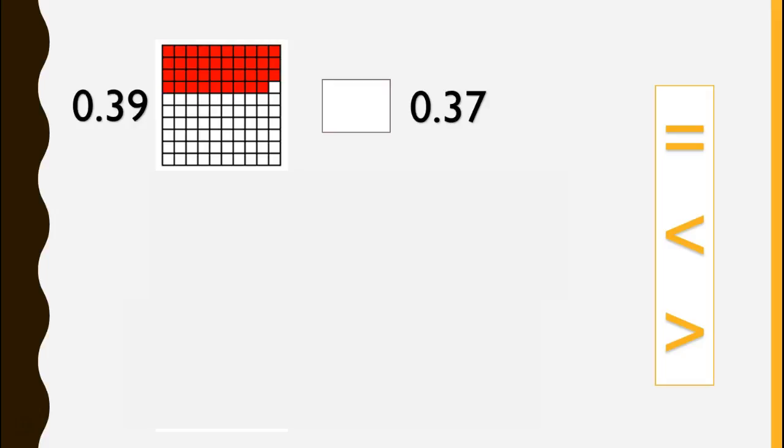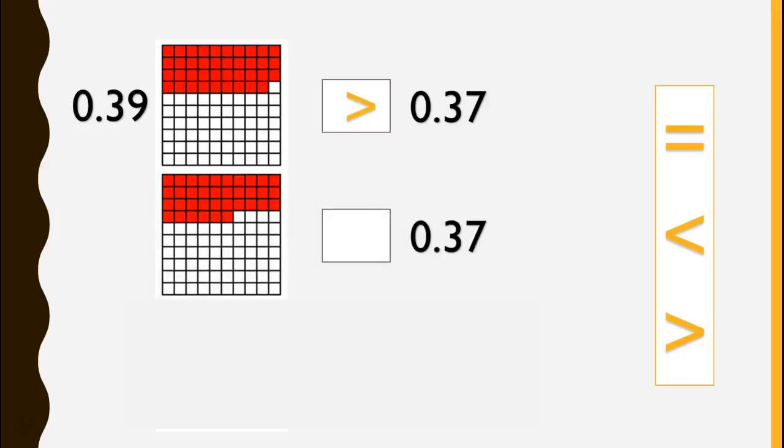Okay, so then you're going to compare these. Which one's bigger, 39 hundredths or 37 hundredths? And then you could put the answer in the box. There you go. Okay, take a look at the next one and tell me what you think. What is the decimal value of this model?